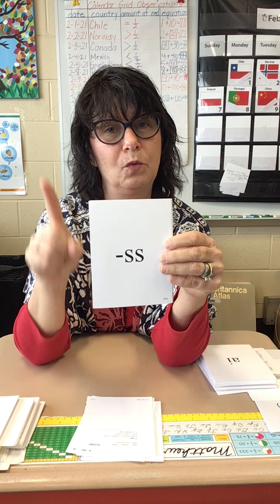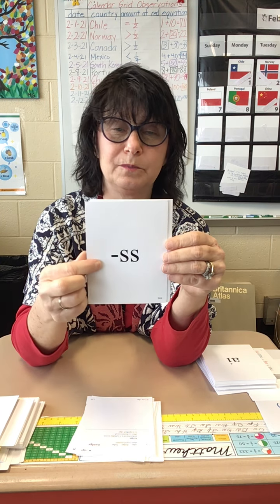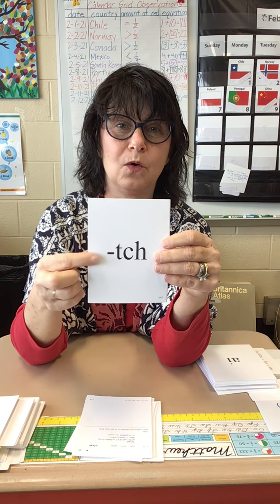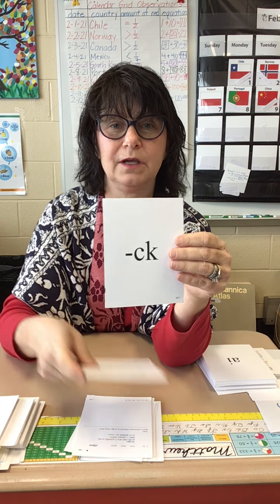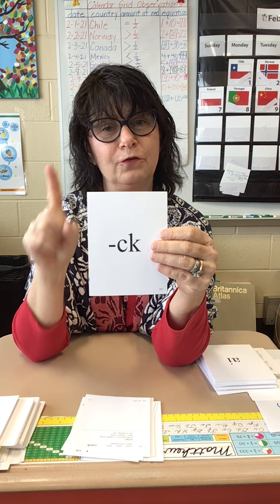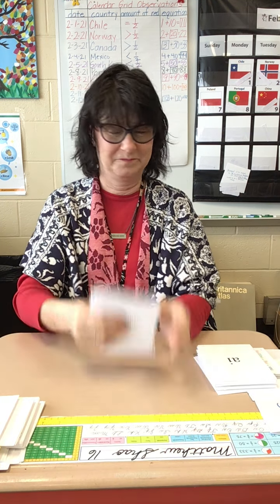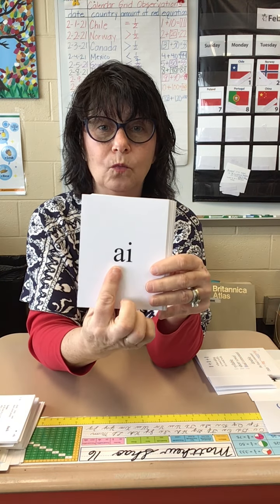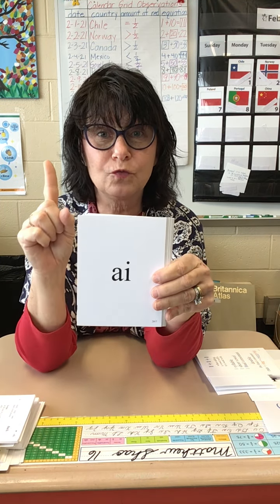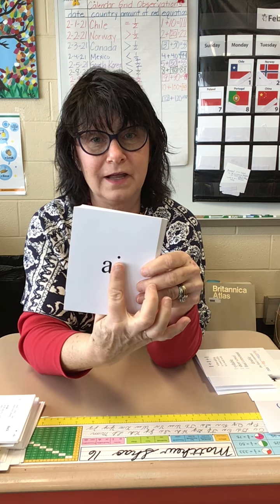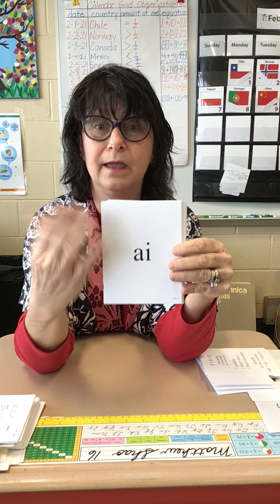At the end of a one-syllable word after one short vowel, S is spelled SS. Ch is spelled TCH. And K is spelled CK. Right. These are some of our vowel teams where vowels work together. And remember, when two vowels go walking, the first one does the talking. So it usually says its name and then is followed by a silent letter. So this would say A.